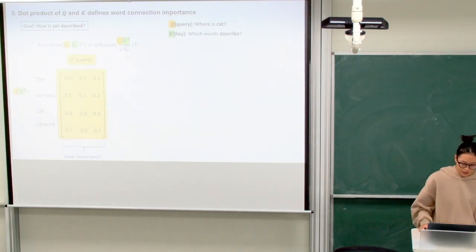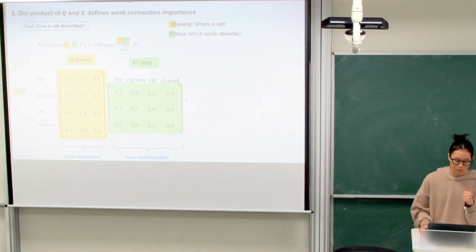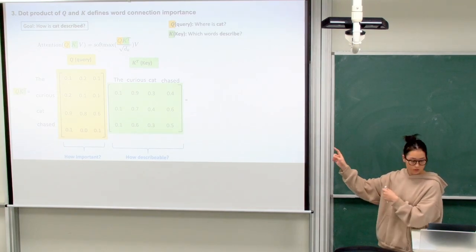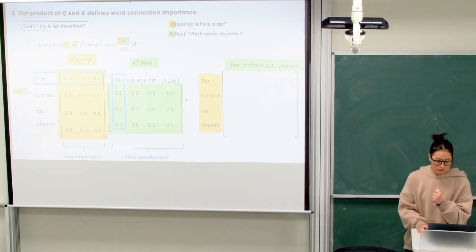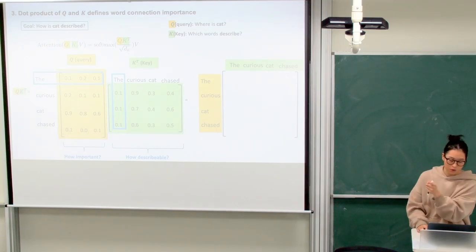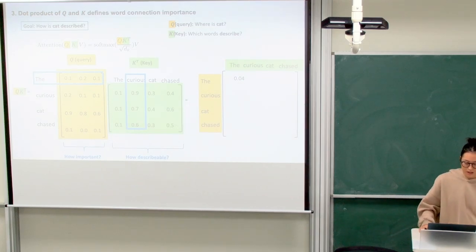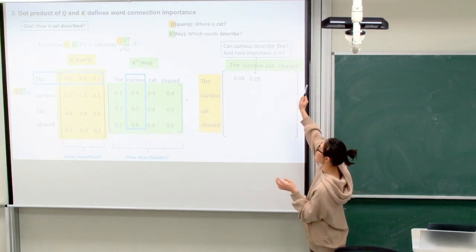We have our query that shows how important each word is, and then we have the key and how describable each word is, and then we have to transpose to match the dimensions. Then we find the dot product like this. This is just a dot product of the query "the" and key "the", and then query "the" and key "curious". So this number means: can curious describe the?